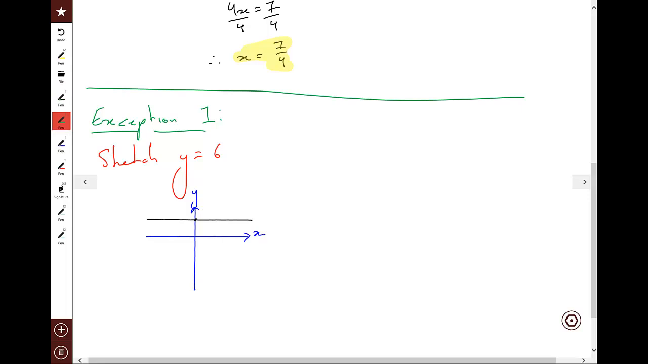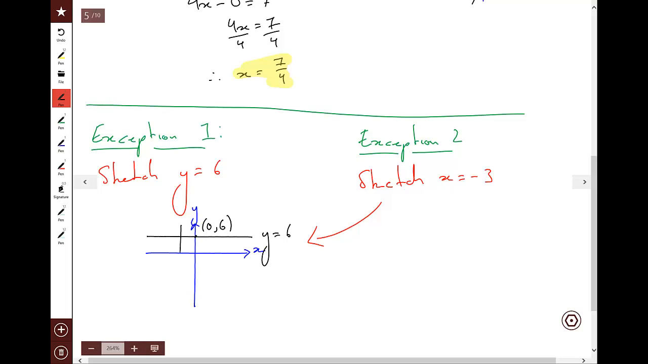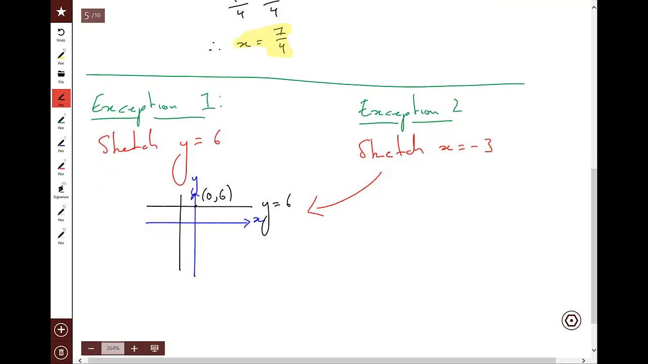And the second exception that we're going to look at, so exception 2, is if we have something very similar, let's say x equals -3. So I'm actually going to sketch this on the same axis, so I'll do it over here. Now, if x equals -3, that means no matter where we are on the y-axis, like if we're here, x will be -3. If we're here, x will be -3. If we're here, x will be -3. So much like this case, if it's x equals a number, just a constant, we're going to have a straight line, but this time parallel to the y-axis. So going straight down.